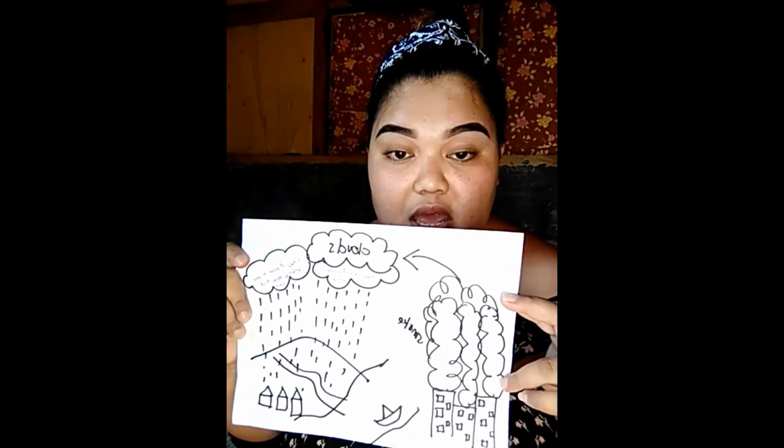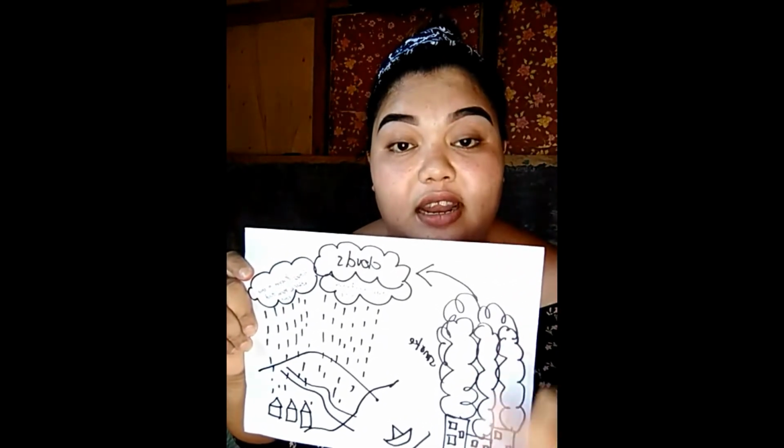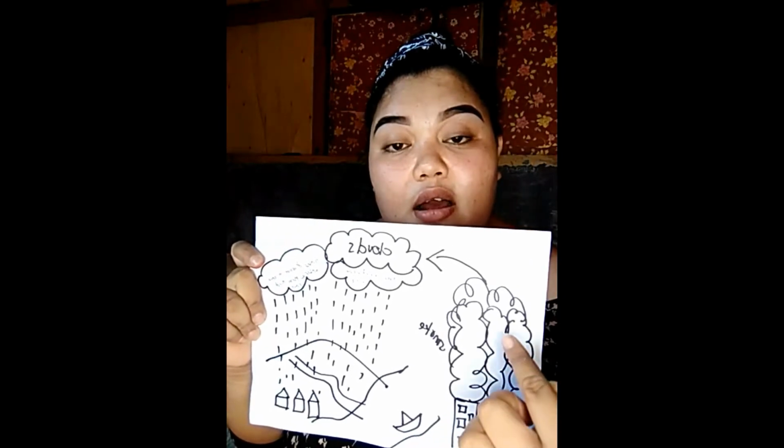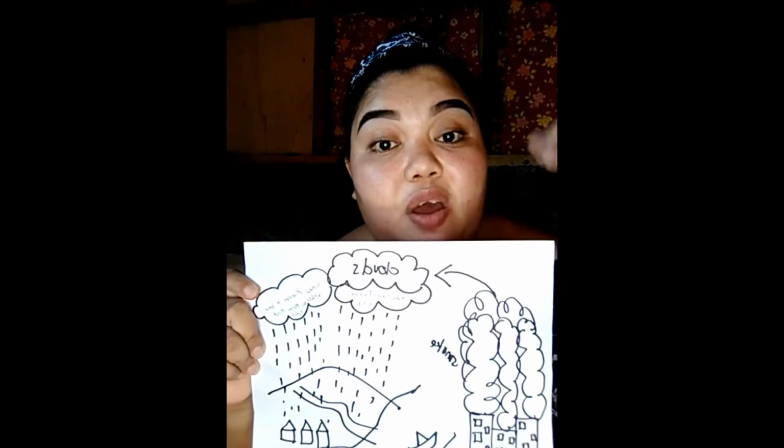From the factory, they release smoke, which is the nitrogen oxide and the sulfur oxide, which is carried by the wind. The wind goes to the clouds, and the nitrogen oxide and sulfur oxides collide with the oxygen and the water inside the clouds, and the acid rain is formed. Did you get it? And gases dissolve in rainwater to form acid rain.